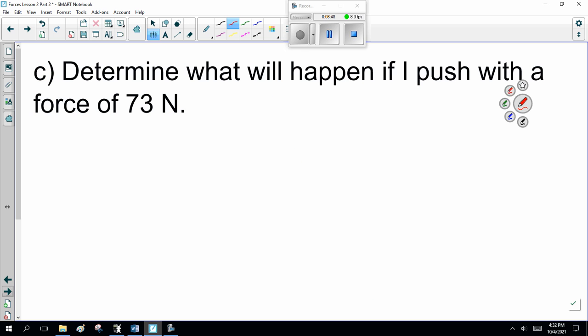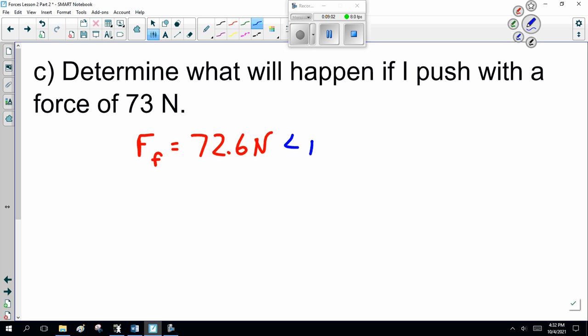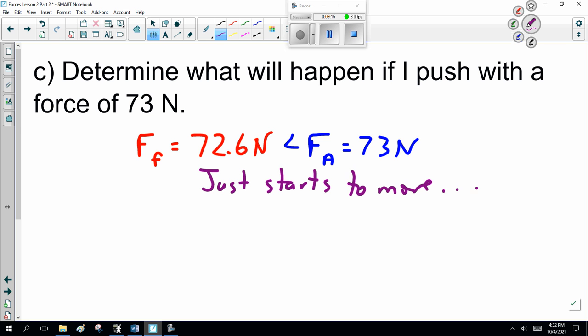So what happens if I push with a force of 73 newtons? Well, force of friction is 72.6 newtons, which is less than force applied in this instance, which is 73 newtons. So it just, and I mean just, starts to move. Okay. Now, it just starts to move.